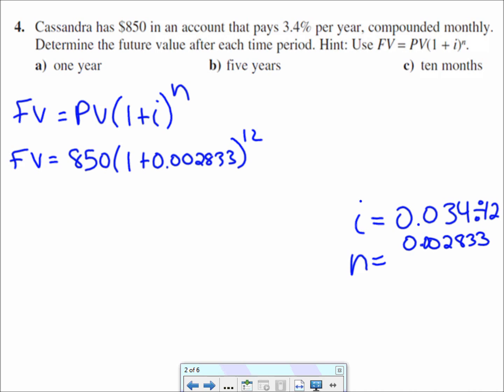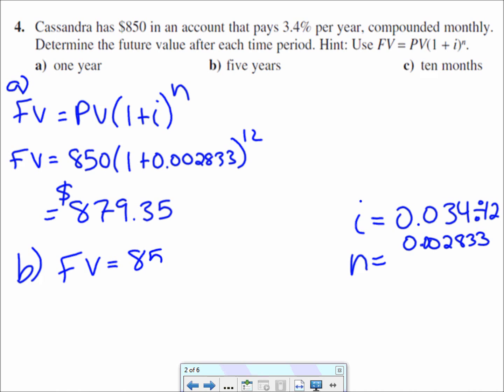So I got $879.35. Hopefully you got the same. Okay, so I'm just going to label this A, and then we'll do B. So B now is future value is equal to 850 times (1 plus 0.002833), and now it's 5 times 12, right? So what's our n? 60.